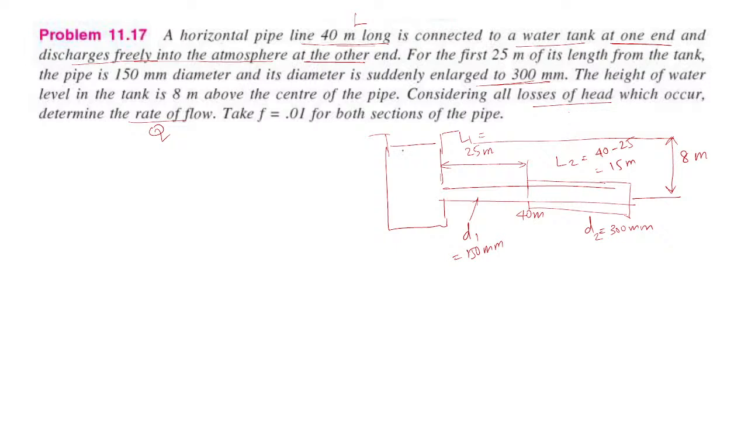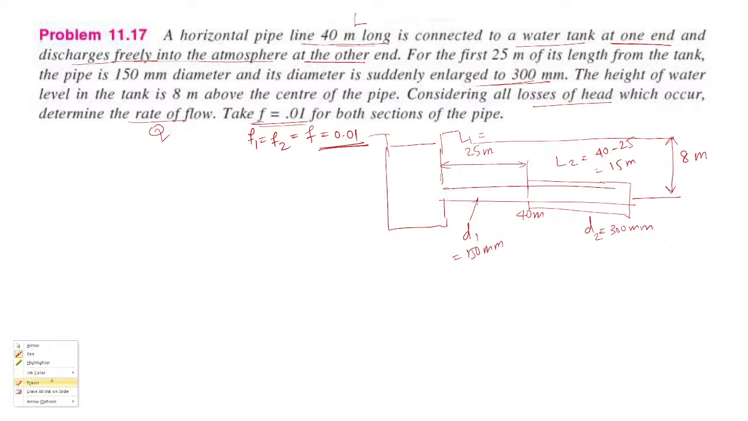So here the major challenge is the head losses that are occurring inside the pipe. Again, see here the f value is given, and they have said to take f equals 0.01 for both sections of the pipe. So irrespective of the section, the coefficient of friction remains the same. So here f1 equals f2 equals f, which is the same 0.01 value. Fine. Now let's understand this problem again.